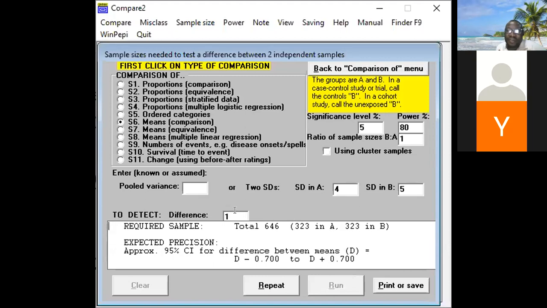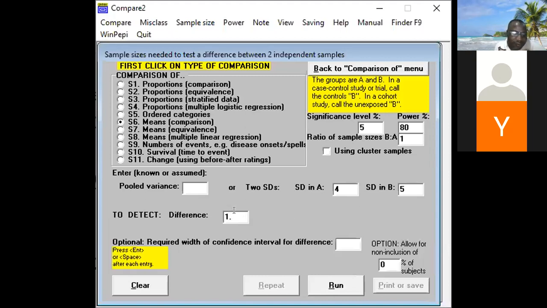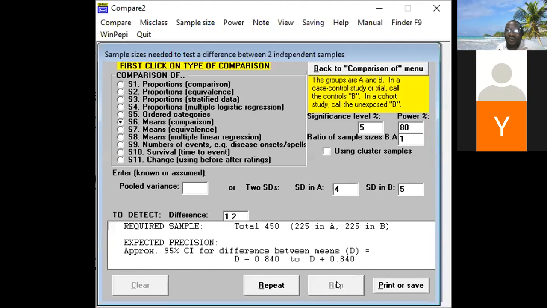You mentioned difference between the mean, but now you are calculating difference between standard deviation. So is it difference between the standard deviation or difference between the mean? It's the difference between the mean. You put in standard deviation here, standard deviation 1, standard deviation 2, or you use pooled variance. These are the difference between the means. Yes, you now put the difference in the mean as the difference.